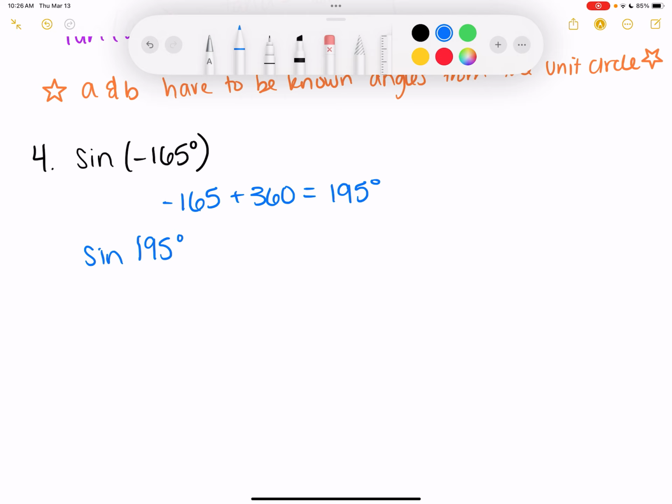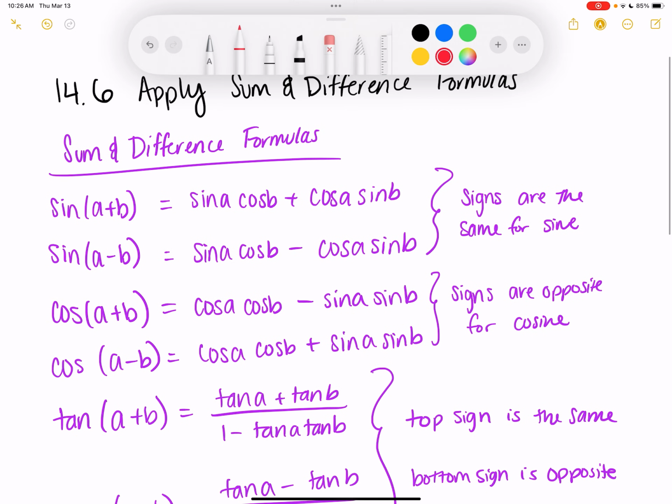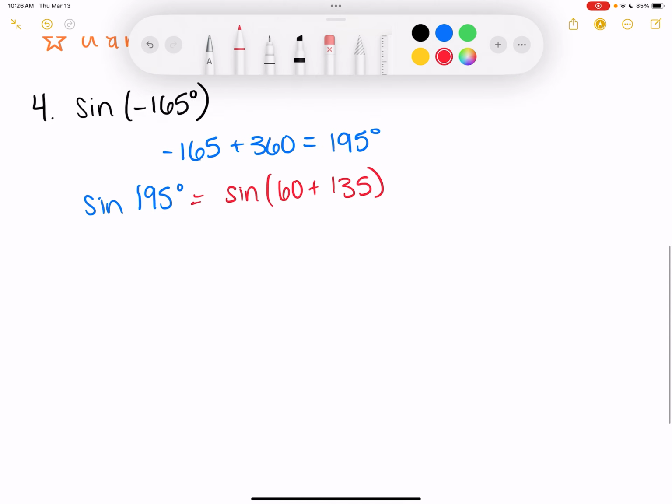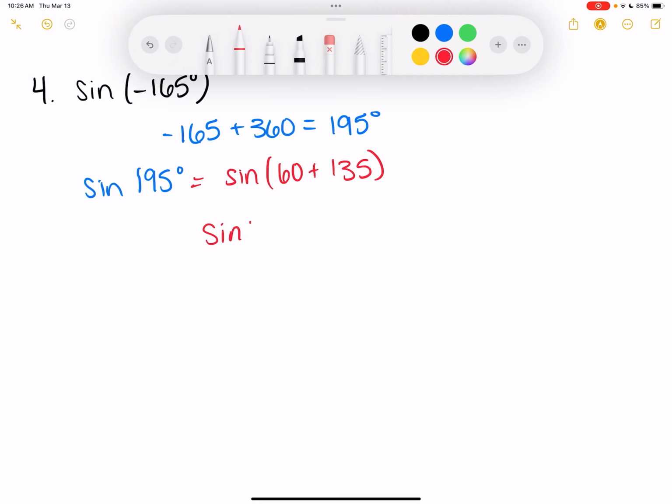So we would then rewrite this as the sine of 60 plus 135. And now I use the formula. Sine of a sum is sine times cosine, same sign, cosine times sine, and they alternate their angles. So this would be sine 60 cosine 135, same sign, plus cosine 60 sine 135. I could write sine 135 first and then cosine. It doesn't matter, as long as you get both of them in there.